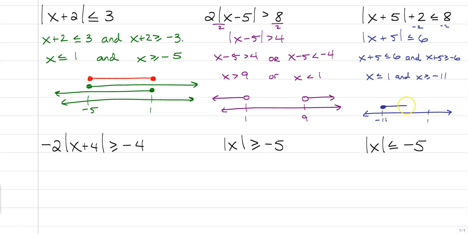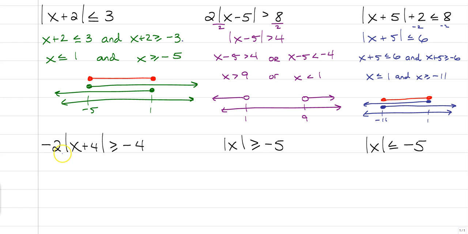X is greater than or equal to the negative 11, but it's also less than or equal to the 1. Since this is an and statement, it must satisfy both of those constraints, so we are right here in the middle. Okay?